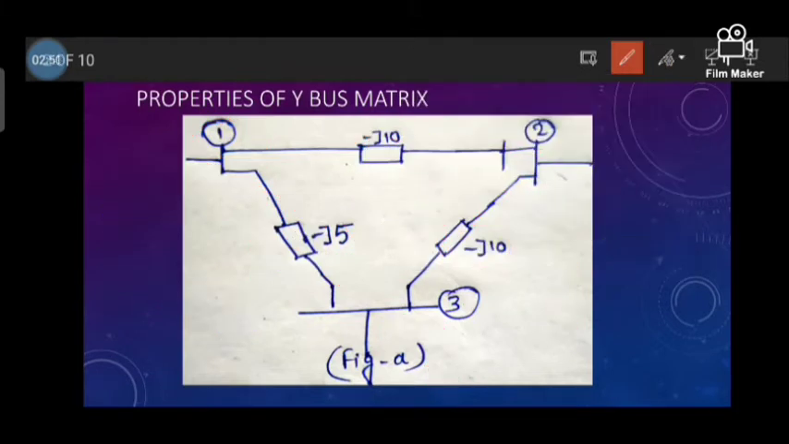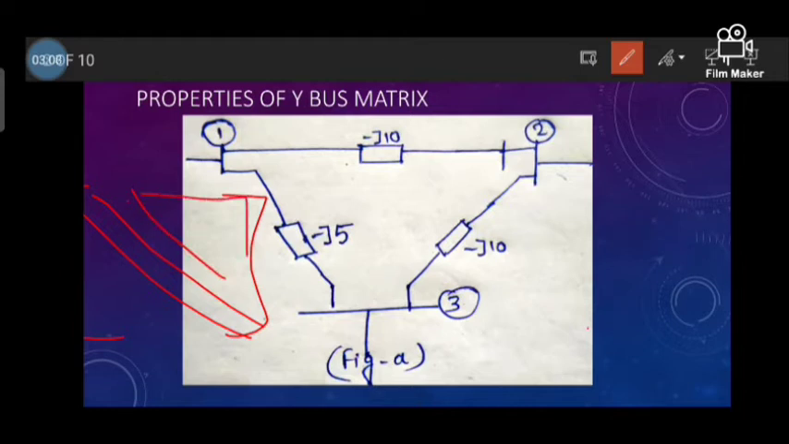So property 2 says that the off diagonal element is always equal to the negative of the series admittance connected between the 2 buses. So let's see the off diagonal element. This is your matrix, this is your diagonal element, and this is the upper triangular matrix and lower triangular matrix, all those are your off diagonal elements.